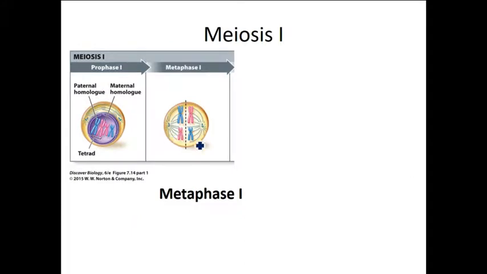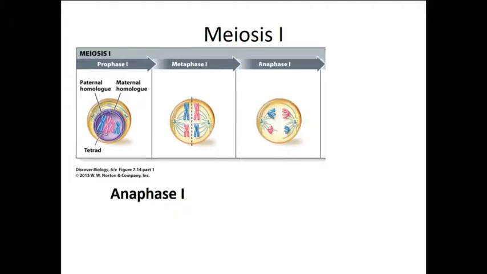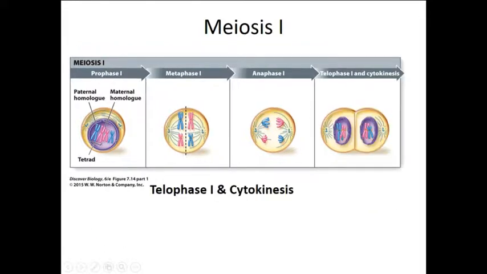In metaphase 1, the homologous chromosomes, or the tetrads, line up at the metaphase plate. This diagram is a little misleading because it's showing them already pulled apart, when really right now at metaphase 1 they would be attached. Then in anaphase 1, the homologous chromosomes are separated. If you learn one thing about meiosis 1, it's that the homologous chromosomes are separated, right? Then they move towards the poles. When they reach the poles, you're in telophase 1. Now each cell is haploid.